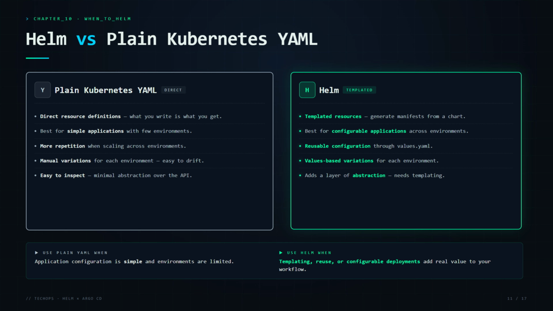Helm takes a different approach. It uses templates to generate the Kubernetes manifest from a chart. With values.yaml, we can reuse the same templates and provide different values for different environments. So when should we use each one? Use plain YAML when the application is simple and the environments are limited. Use Helm when we need templating, reuse, or configuration that changes across environments.